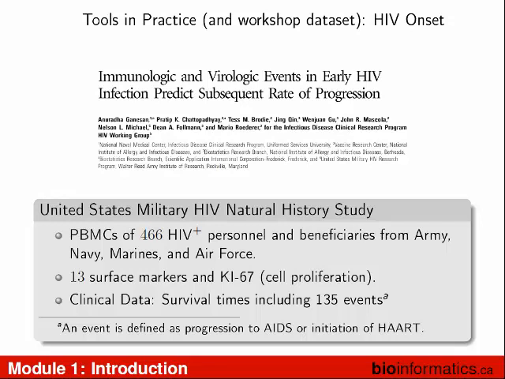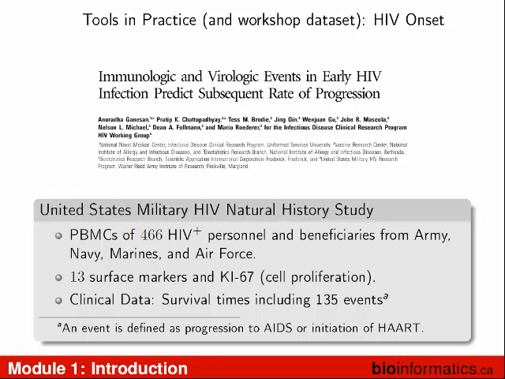data sets. So I talked to Mario Roederer, because I didn't know anything about flow when I started, but I knew that he was a big guy, doing all these papers and pushing the boundaries in terms of data. He had a data set with 13 surface markers and KSQ7. At the time, and still, that's a complicated data set. And it was also a lot of data. They had 466 patients that had HIV, and they had survival time measured over that.